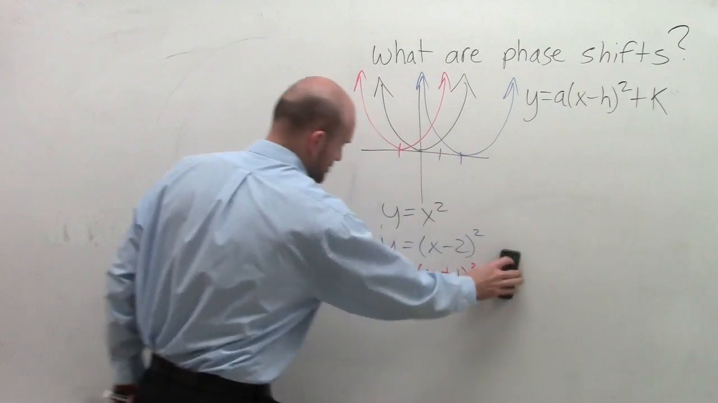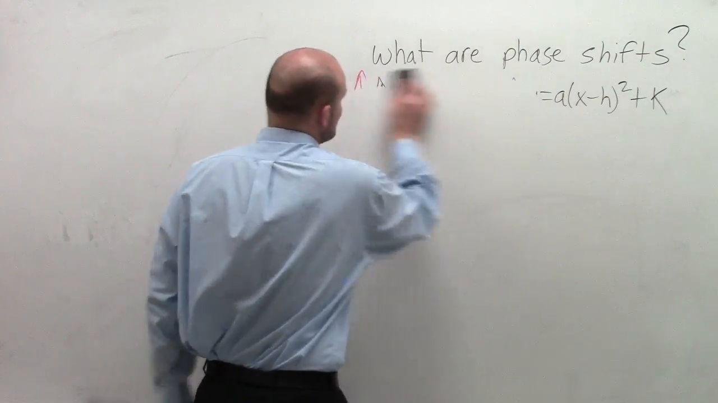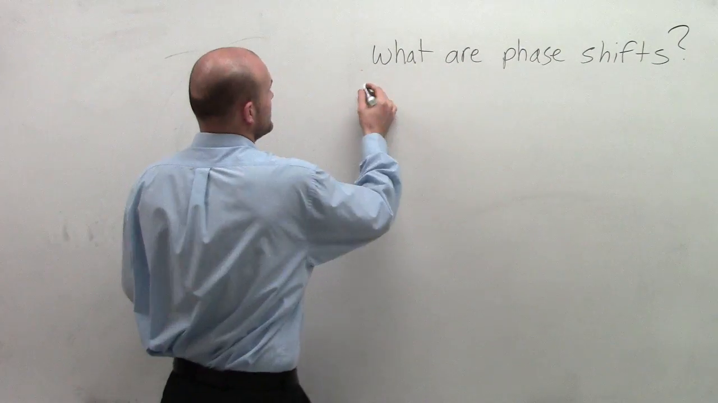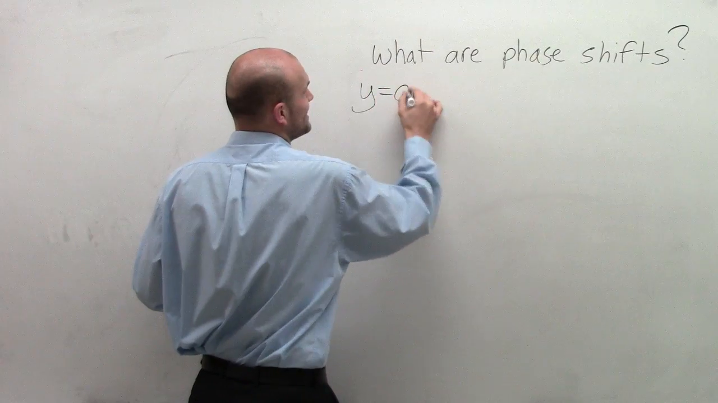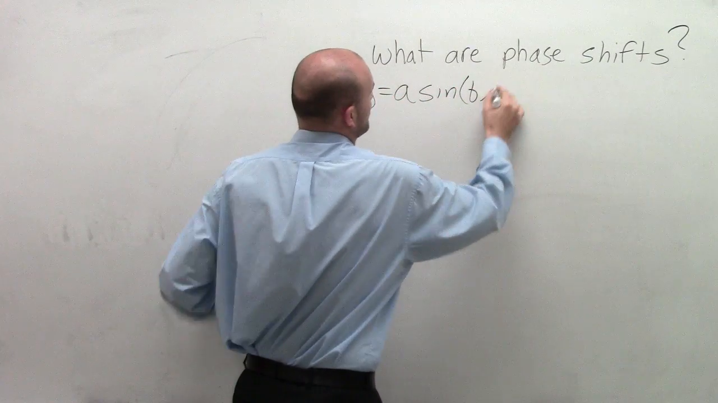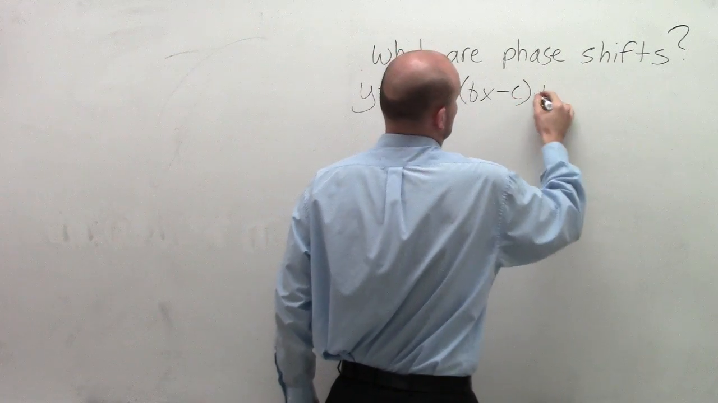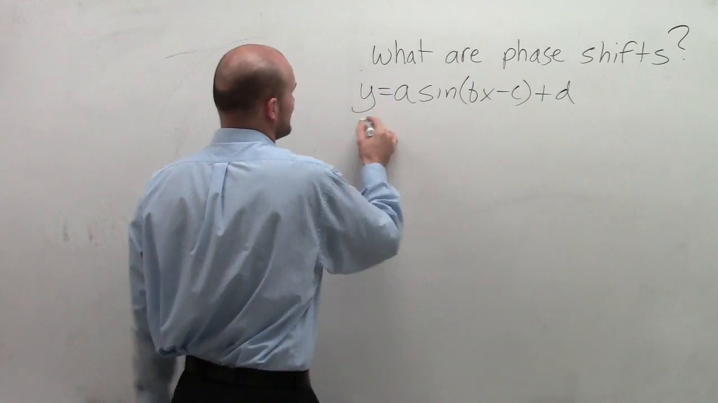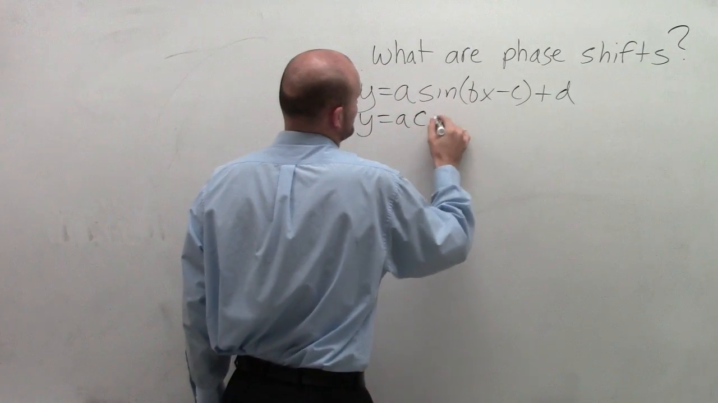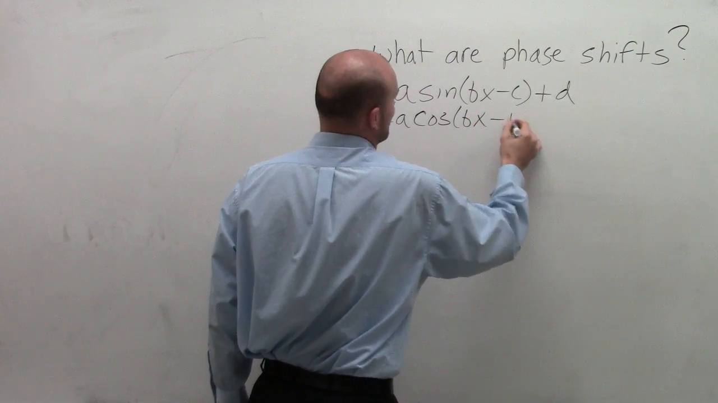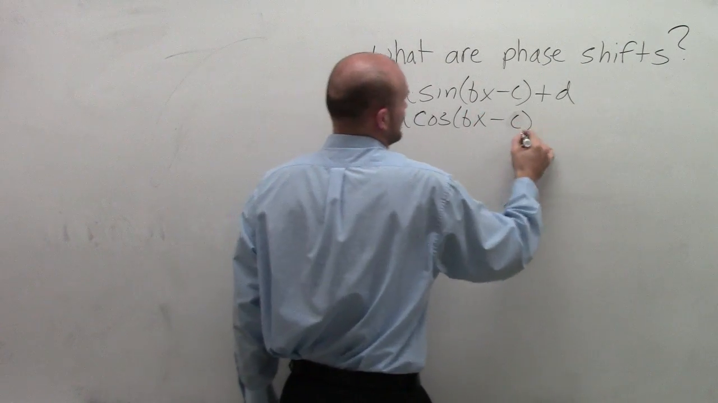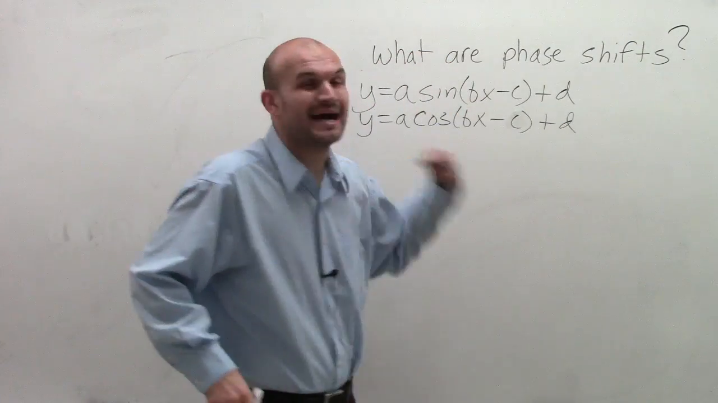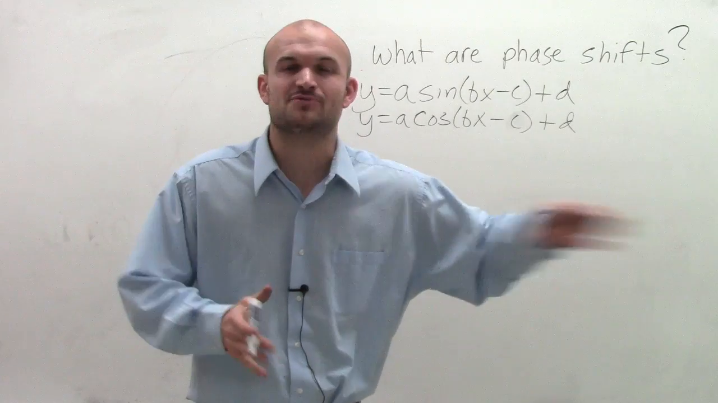So to understand the phase shifts, let's take a look at the standard form of our sine and cosine graphs, because that's what I want to focus this video on. I have y equals a times sine of bx minus c plus d. And let's do y equals a times cosine of bx minus c plus d. It's very important for us to understand that we have that minus c again, just like the x minus h.